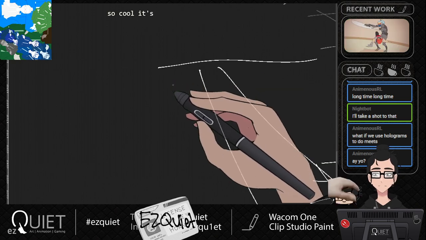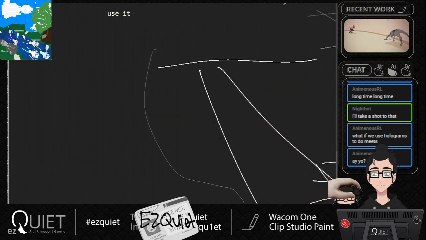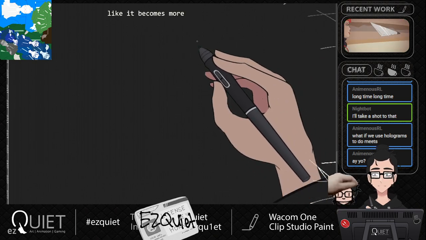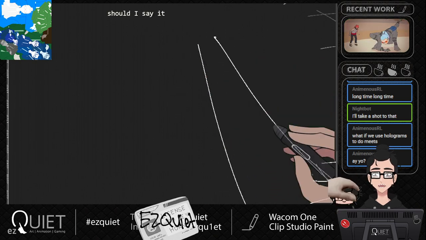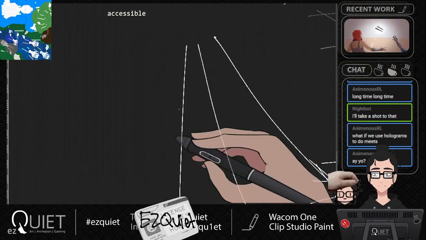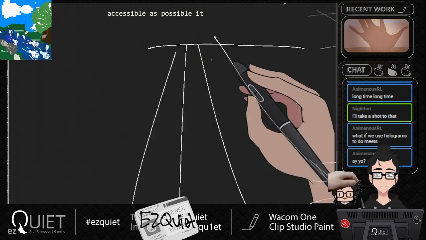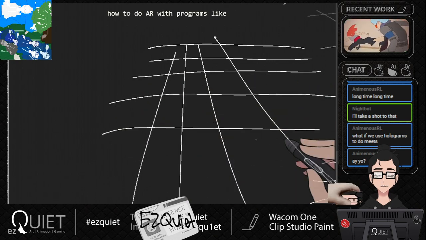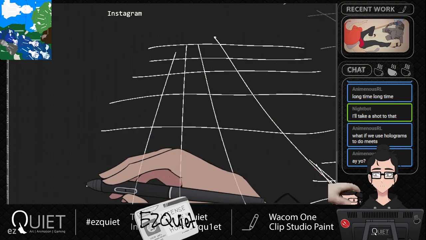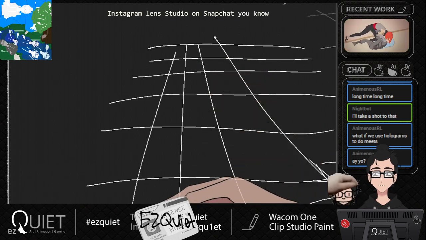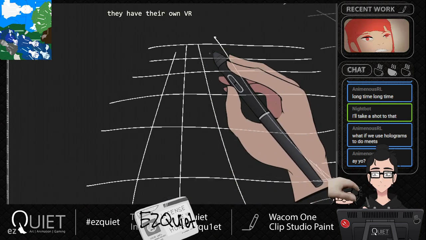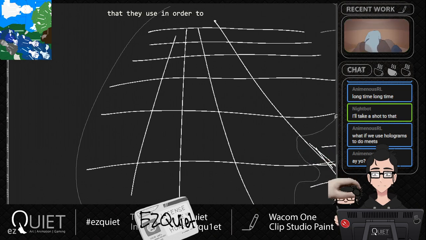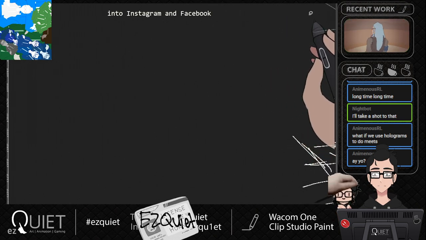I want more companies to use it, because if more people use it, there's more of a demand for making it as accessible as possible. It is already pretty accessible. It's pretty easy to start learning how to do AR with programs like Spark AR on Instagram, Lens Studio on Snapchat, because they have their own AR software that they use in order to integrate it into Instagram and Facebook and all that stuff.